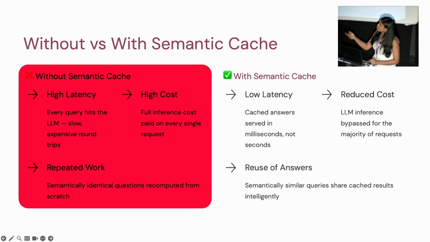Let's compare the two side by side. Without a cache, every repeated request goes to the LLM, which means higher cost, higher latency, and repeated work. With semantic caching, most of the cache hits are delivered from the cache. So there will be lower cost, lower latency, and reuse of answers. The difference is simple. One system recomputes everything and the other system remembers it.